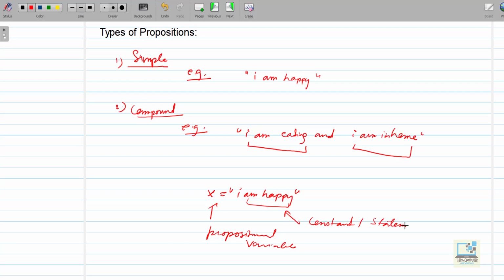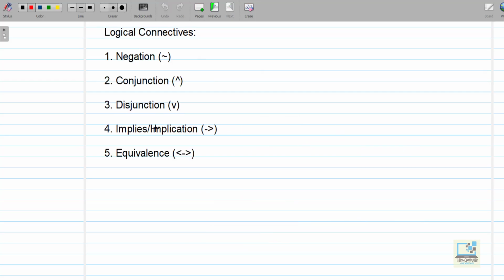Now when you see the example of compound proposition, you will see there is a word which is joining or connecting both the sentences, correct? That word here is and, right? So these are called logical connectives. There are total 5 logical connectives: negation, conjunction, disjunction, implies or implication, and equivalence. Let's understand how to use these in different situations.